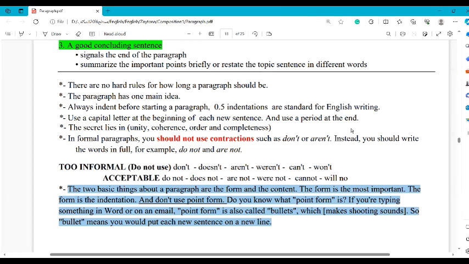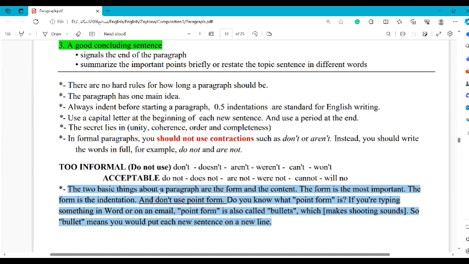Do you know what point form is? If you are typing something in Word or in an email, point form is also called bullets. So bullet means you would put each new sentence on a new line. Thank you so much.